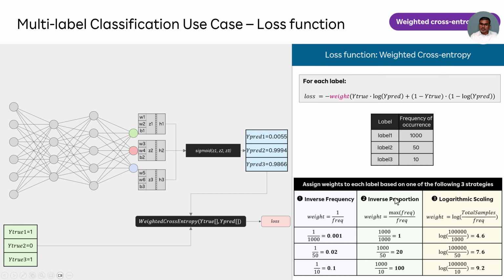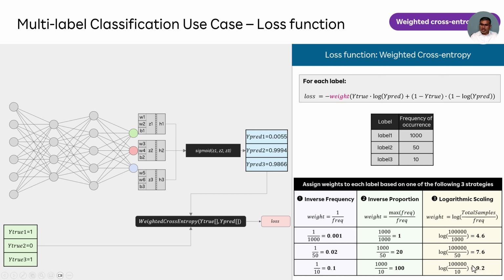Another way of assigning weights is what is called the inverse proportion strategy, where you basically take the max frequency, which is 1,000 in this example, and divide it by the frequency of its occurrence. Even here, if you notice, the label that has less occurrence is given more weightage than the label that has a lot more occurrence. There's another one called logarithmic scaling. It basically takes the log of the total number of samples divided by its frequency. So let's say you have 100,000 samples, you divide that 100,000 by the number of samples that have that label and you take its log. You essentially get this same observation here.